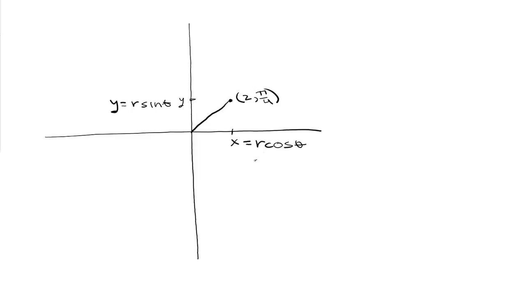So r is 2 cosine pi over 4. That's going to be 2 times rad 2 over 2, or just rad 2. So my x-coordinate is rad 2. Over here, r is 2. Sine of theta is rad 2 over 2. So that is also rad 2. So in polar, this is polar.